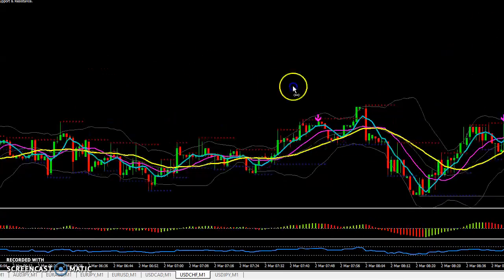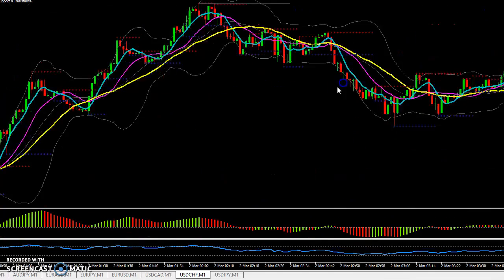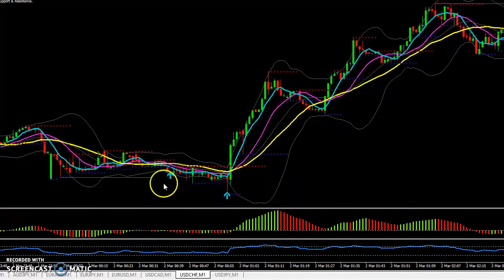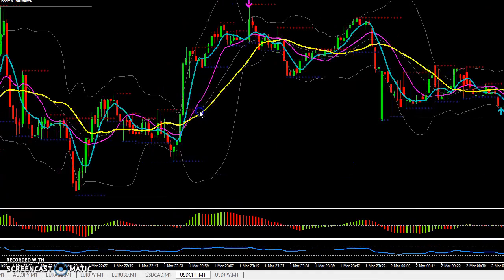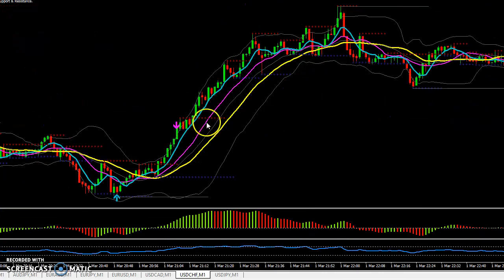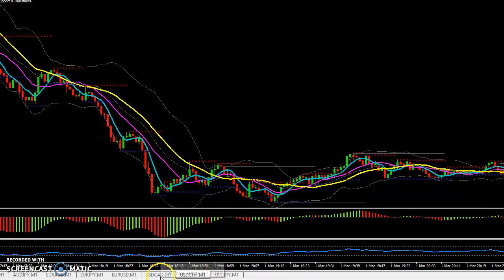First entry winner here, first entry winner here, first entry winner here, and here, and here, second entry winner here, first here. Let's go to the next pair.